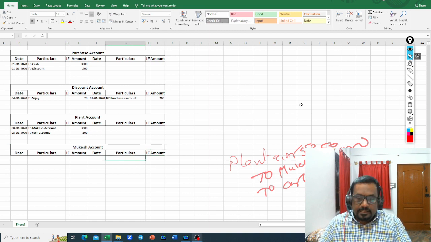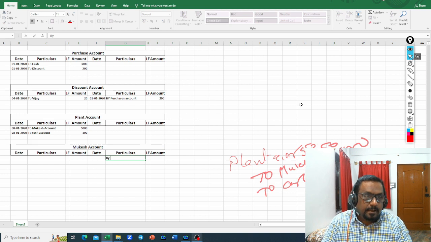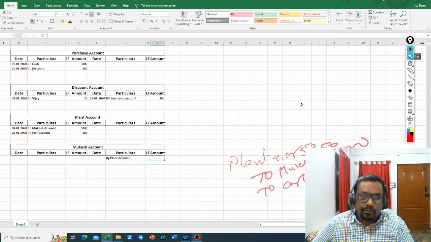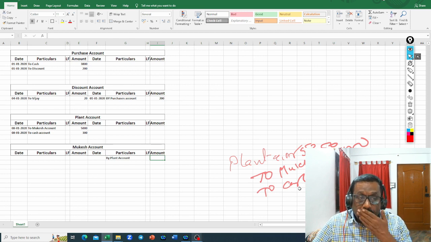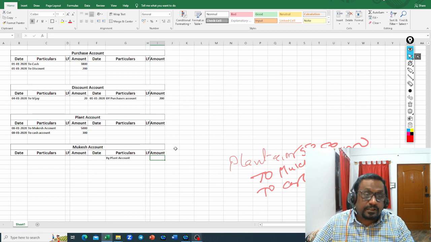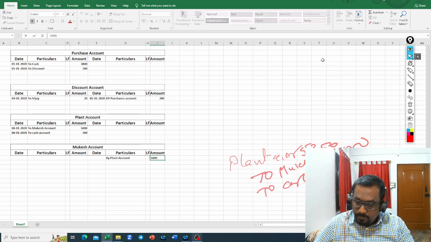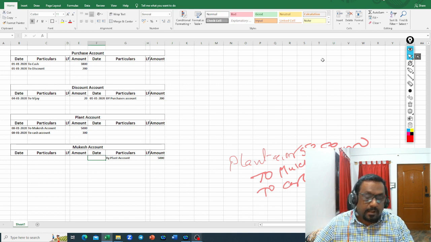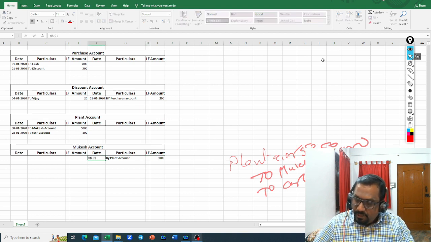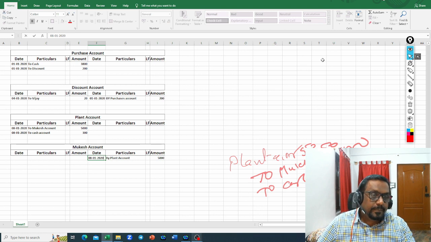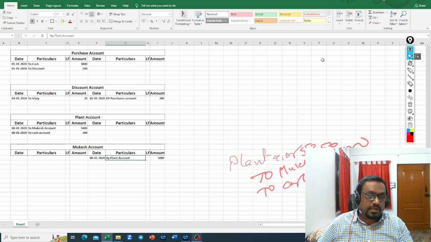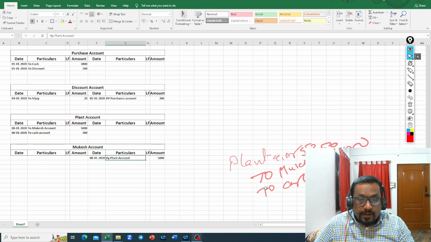So I need to write this in the credit side by plant account. Plant account I need to write, but what should be the amount I need to mention there? Whatever amount is mentioned opposite to Mukesh, I need to put here. What is the amount mentioned opposite to Mukesh account? 5,000. So let us put 5,000. What date? This happened on 8th January 2020. Are you clear now? Right. Mukesh account we did. Now we are left with cash.